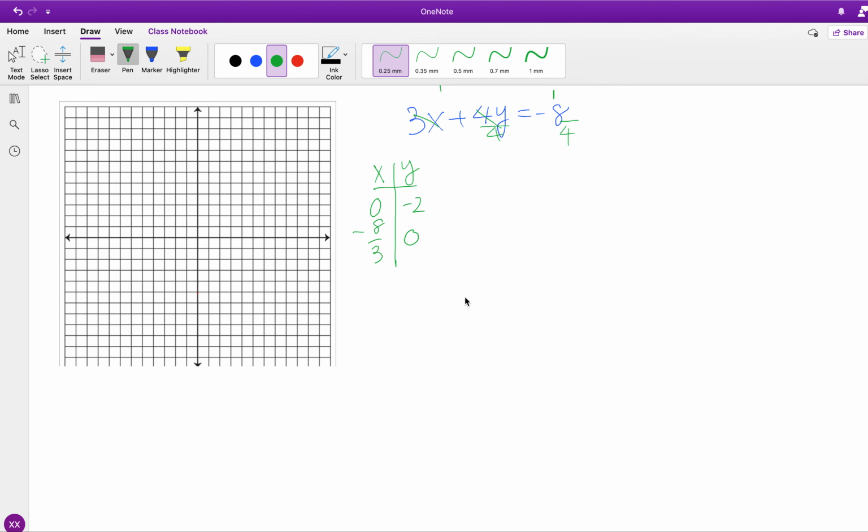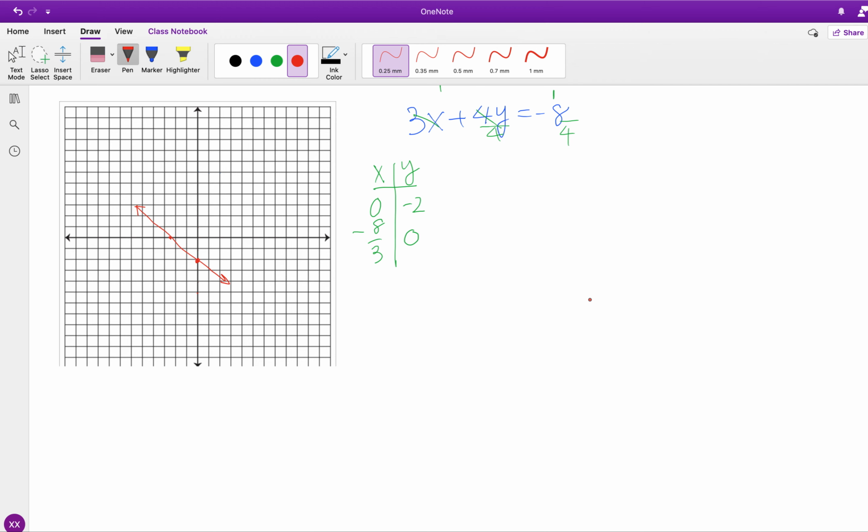Well, I still have these two points to graph. So in this case, x is 0 and this is negative 2. This is one of my points. And y equals 0, this is a little bit more than negative 2, so this will be negative 2 point something, somewhere here. Okay? And then that is just my line. That is just my line.